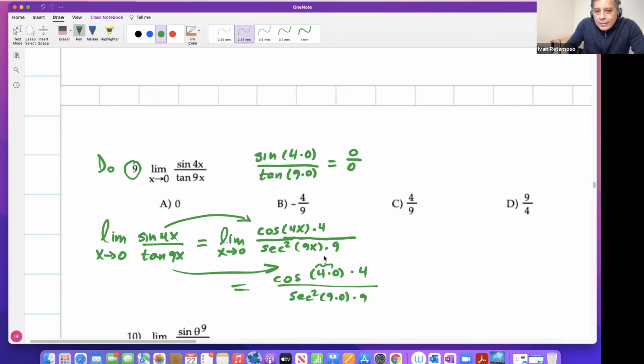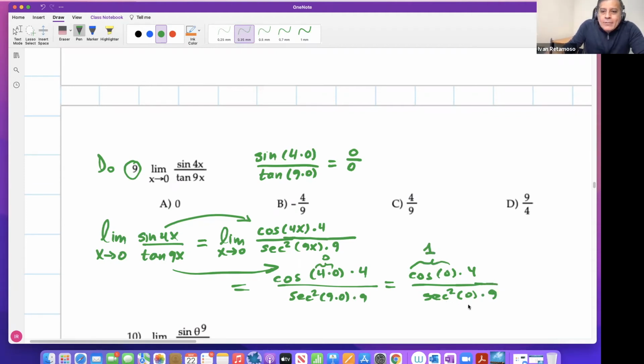This is just 0, right? This is just cosine of 0 times 4. The 4 is outside. And this is secant squared of 0 times 9. Cosine of 0 degrees, or 0 radians if better said, is 1, right?